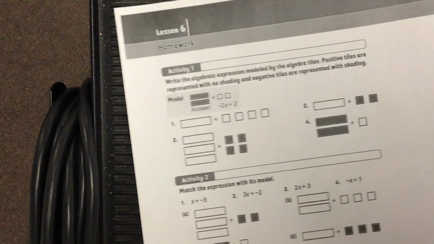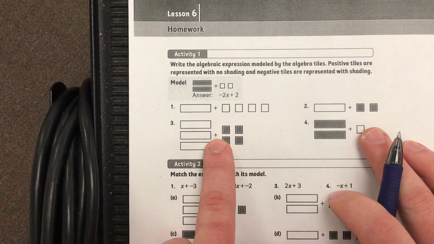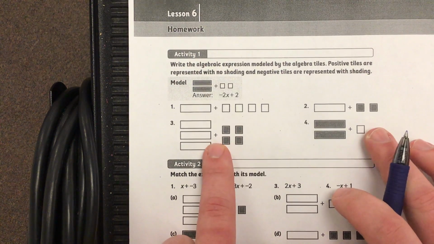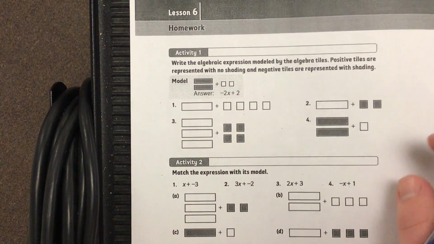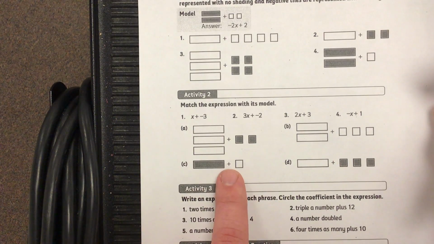So the homework, 2 pages. First one, it just wants you to write the expression that you get with the squares. Filled in is negative, remember, open is positive. 2 is the same kind of thing. It just wants you to match the expression to the squares, the tiles.